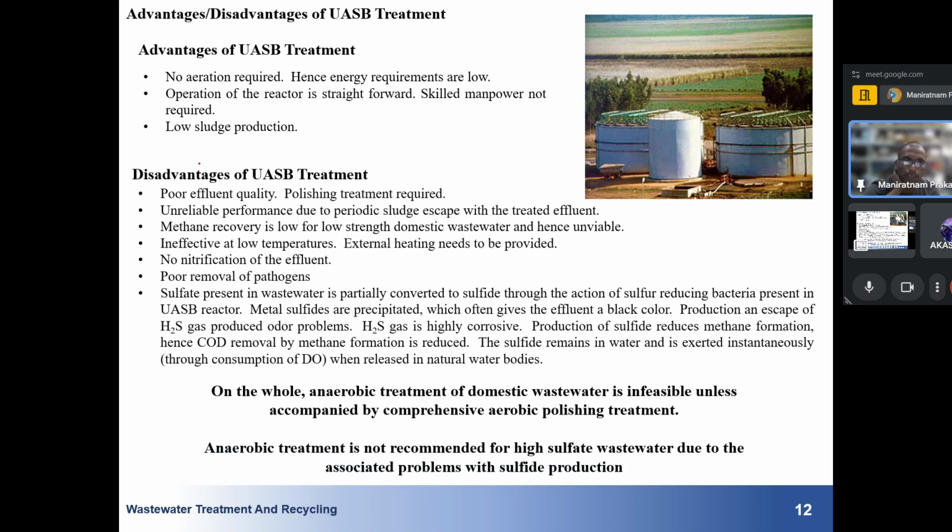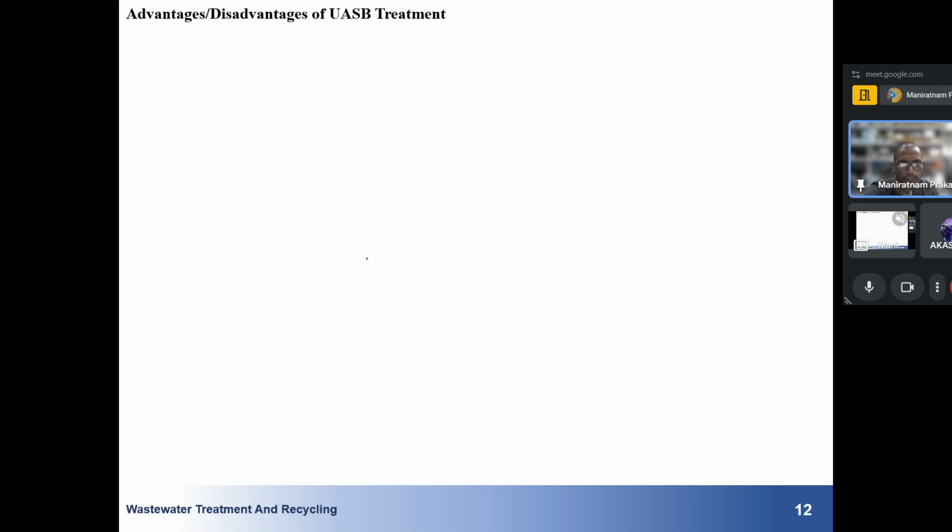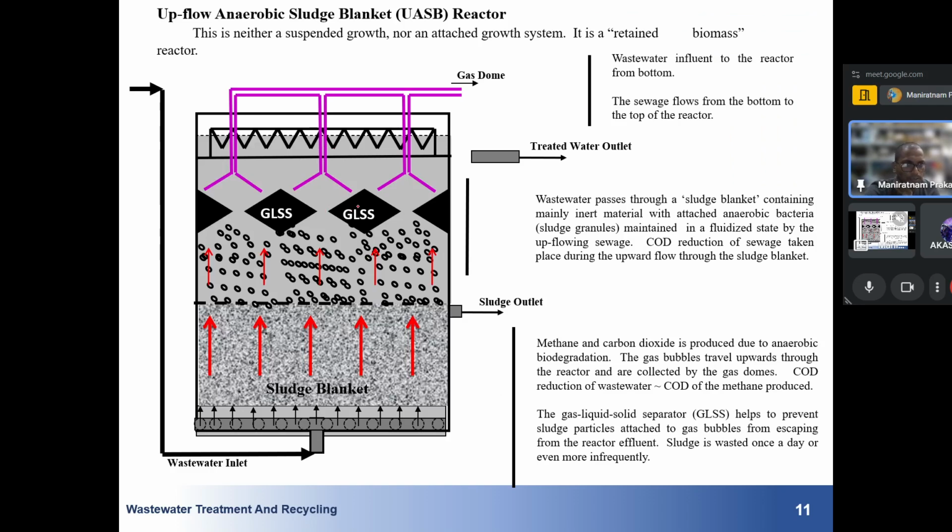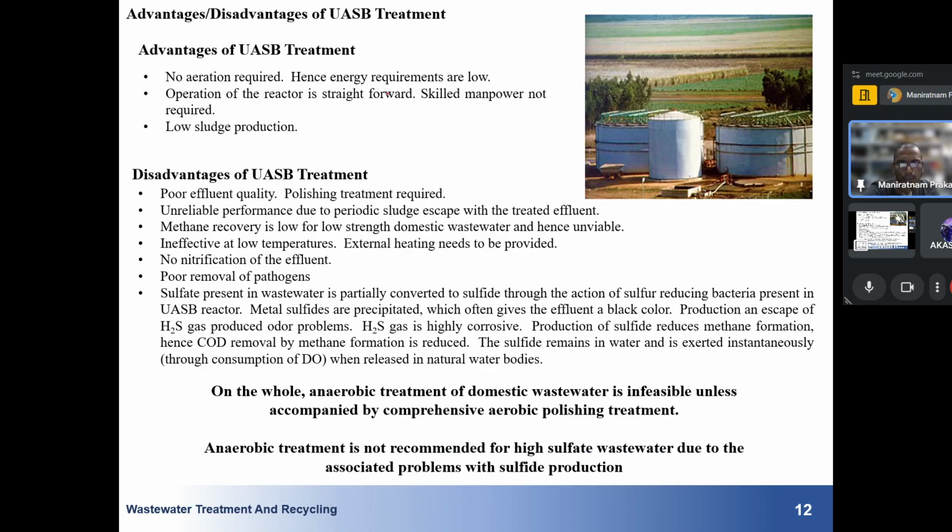Okay, but apart from the advantages, we have several disadvantages. The first is poor effluent quality. The water coming out is of poor quality, meaning poor BOD, poor COD and so on. Then, unreliable performance due to periodic sludge escape with the treated effluent. Even though we have already provided the GLSS, there are some chances that sludge will escape and we will get poor quality treated wastewater. Also, methane recovery is low for low-strength domestic wastewater and hence unviable.